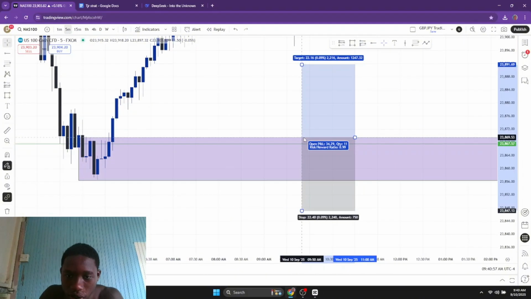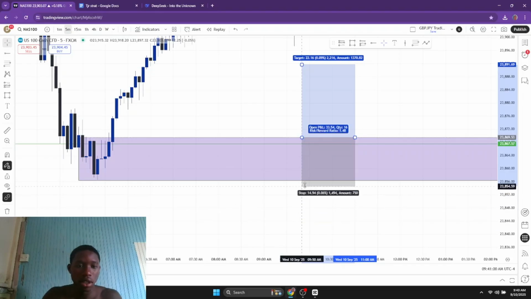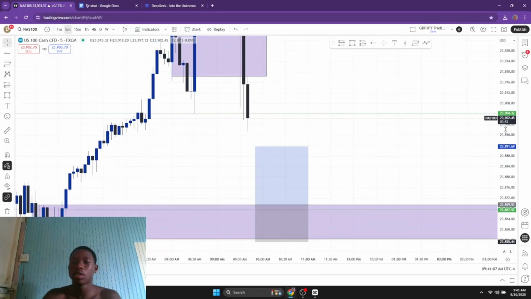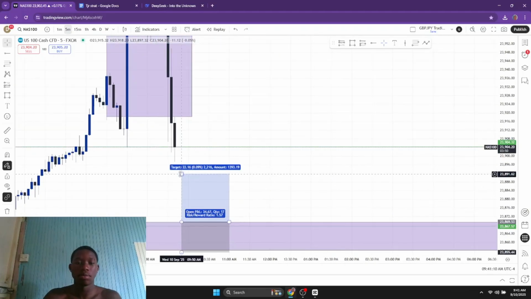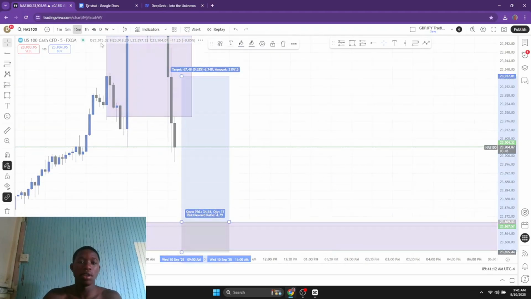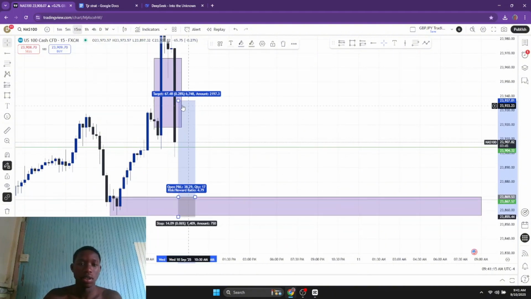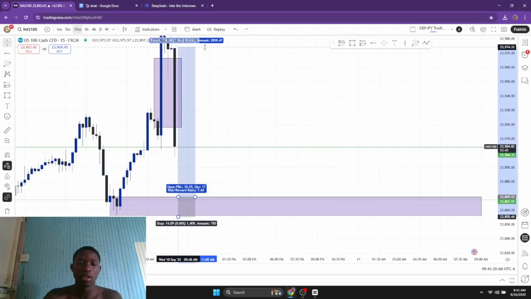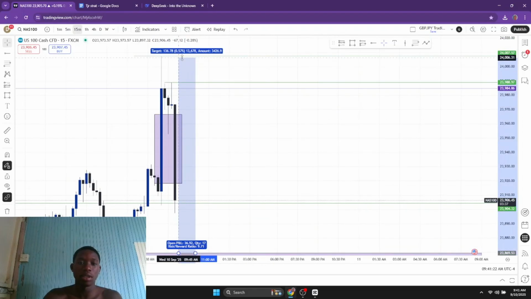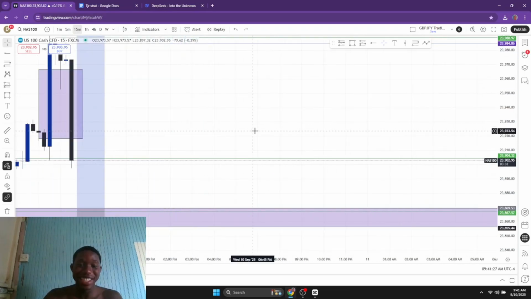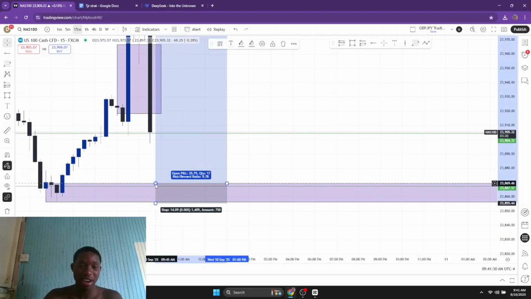We're going to put our entry probably there, and then our stop loss is going to be a little bit below that line, probably a 14 pip stop loss. Our first TP is probably going to be at this level right here, 2.48, and our last TP is going to be right up there. That's a 9.78 trade.